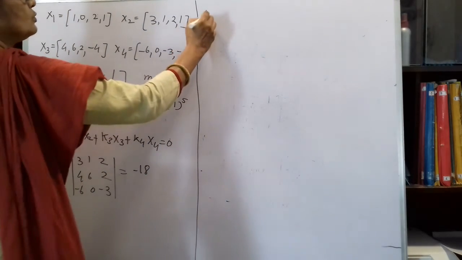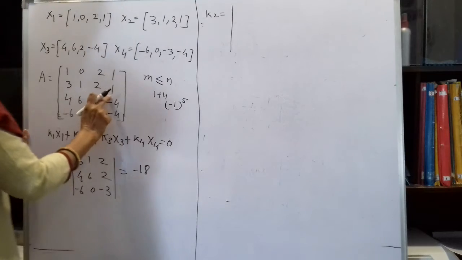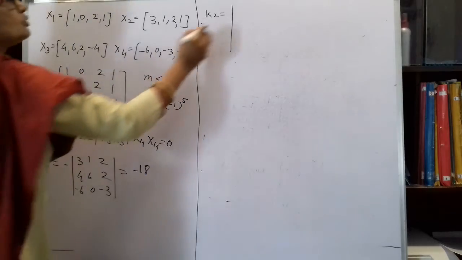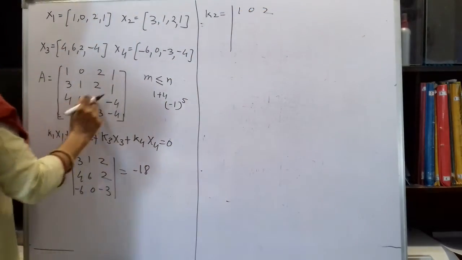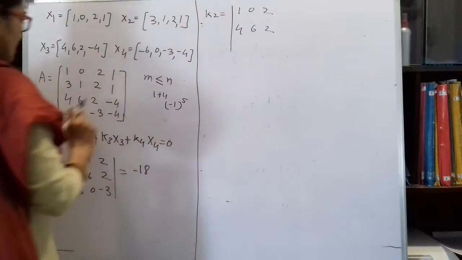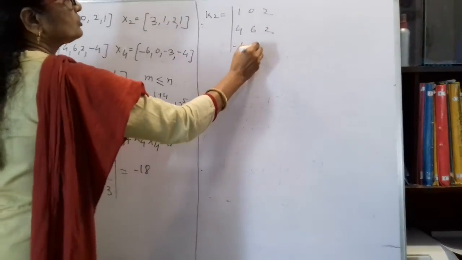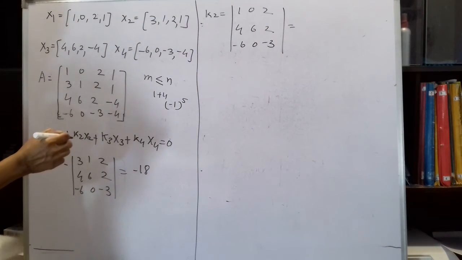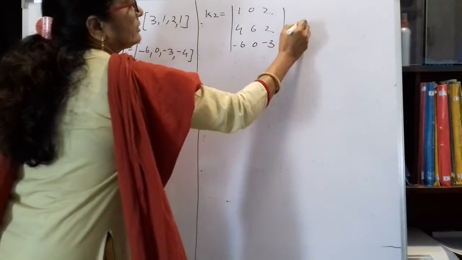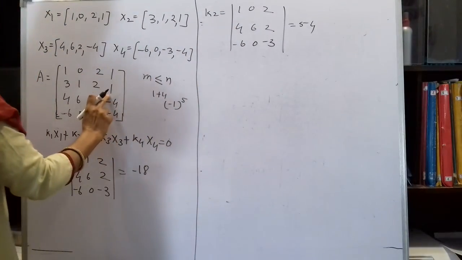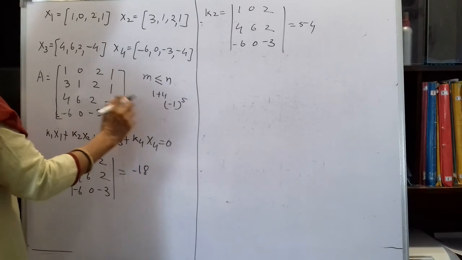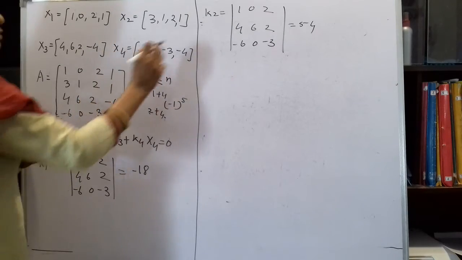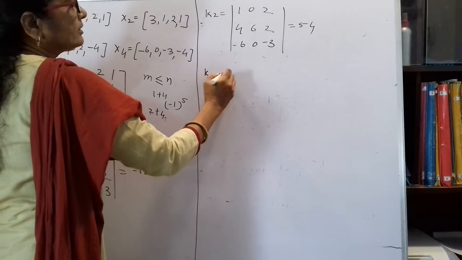Similarly we have to find K2. K2 is the cofactor of this element. तो इसके लिए हमको ये और ये रो और ये कॉलम छोड़ देना है. So 1 0 2, 4 6 2, and -6 0 -3, and we have to expand it and find the value of this one, and this is 54. Here we have to take the positive sign, negative लेना नहीं क्योंकि it is the element of second row, fourth column. Second row fourth column मतलब 2 plus 4 is 6, -1 का पावर 6 पॉजिटिव, तो इसलिए यहाँ पॉजिटिव लेना है.